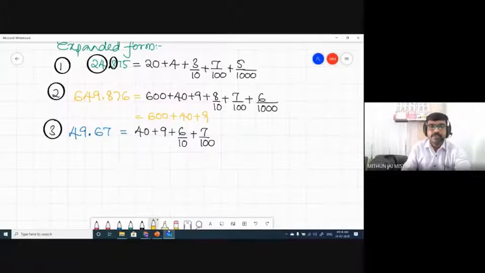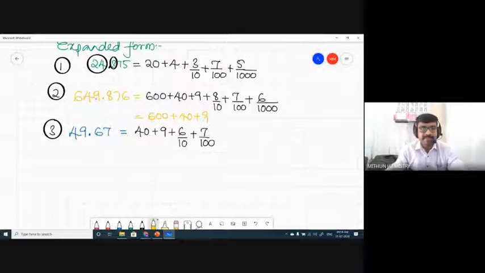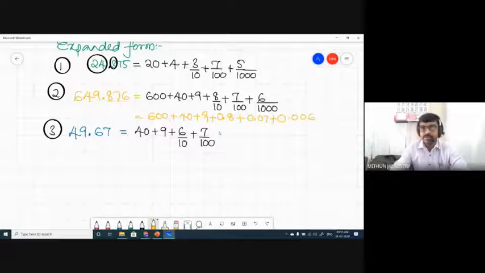Okay. So 600 plus 40 plus 9. Till here, you can see 600 plus 40 plus 9. And after that, what am I writing? I'm writing 0.8. So I can write just 0.8. Then after that, plus 0.07. That means here you can write 0 actually. Then 0.07. And after that, 0.006.